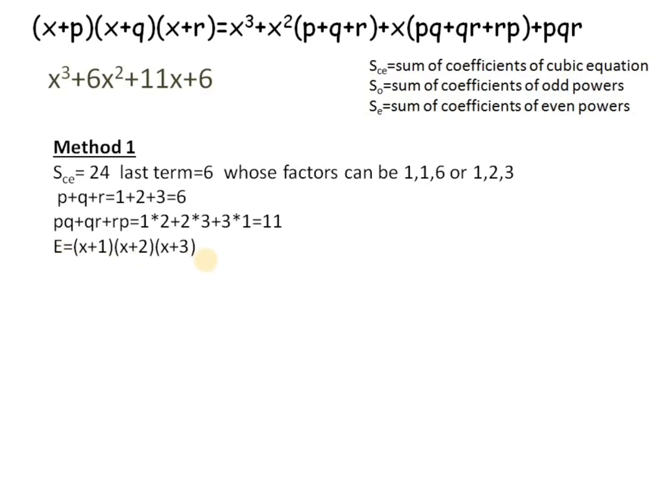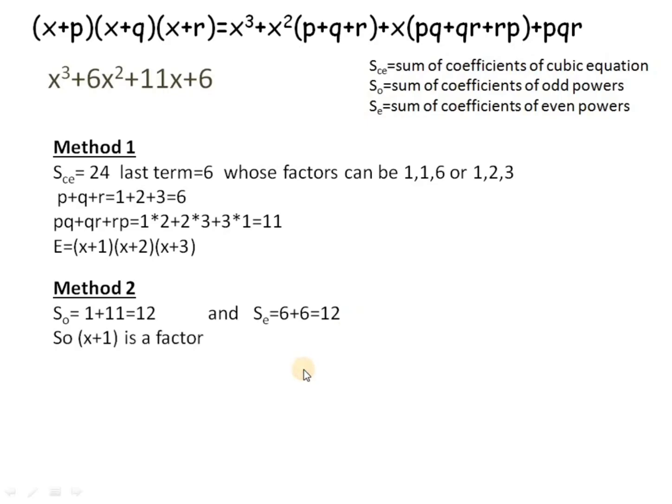Now, one more method is that we somehow guess one factor. Previously we learned one corollary where we need to observe the sum of coefficients of odd terms and even terms. Now, if you see the odd terms x cube and x, the sum of these coefficients is 1 plus 11 is equal to 12. And the other two, 6 plus 6 is equal to 12. So, they are exactly equal. That means x plus 1 is a factor. We got a factor already.